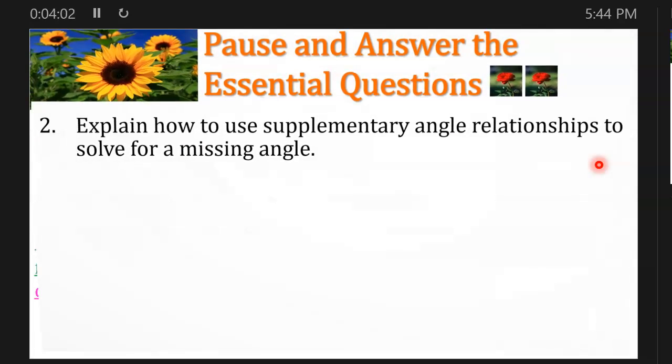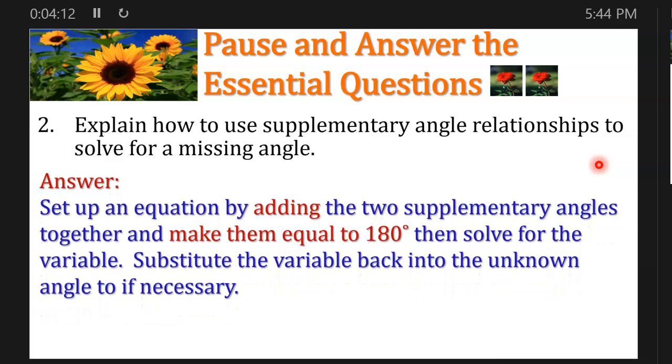The second essential question: explain how to use supplementary angle relationships to solve for a missing angle. Set up an equation by adding the two supplementary angles together and making them equal to 180. Then solve for the variable. Substitute the variable back into the unknown angle if necessary.